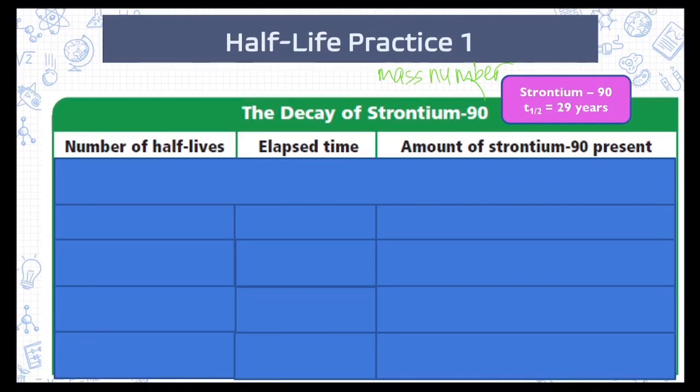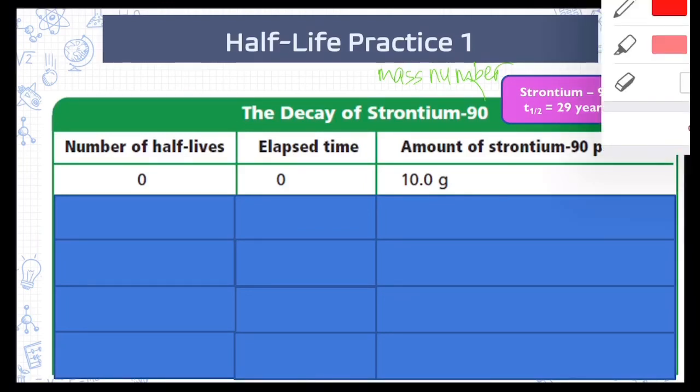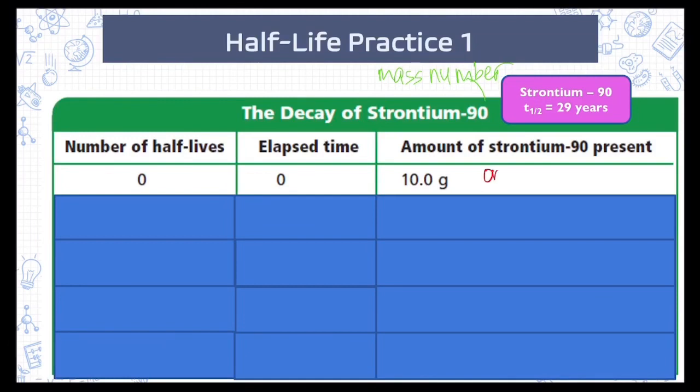So if we're looking at the amount of the radioactive isotope left over after 4 half-lives given a sample of 10 grams, we would start our table with the elapsed time of 0 and the number of half-lives being 0. Okay, so 10 grams here represents our original amount. This is our original sample. 10 grams represents 100% of the original sample.